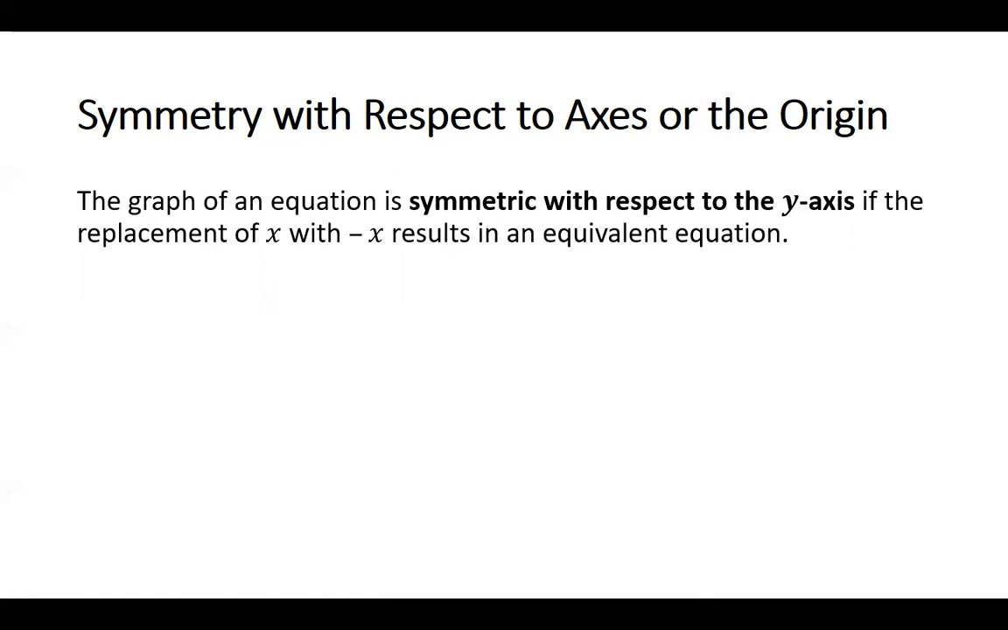So again, this is a horizontal thing. It's symmetric with respect to the y-axis, which is a vertical line. So that means whatever happens on the right side of the y-axis happens also on the left side. So if we can replace x in the equation with negative x and get the same equation back, we're symmetric with respect to the y-axis.